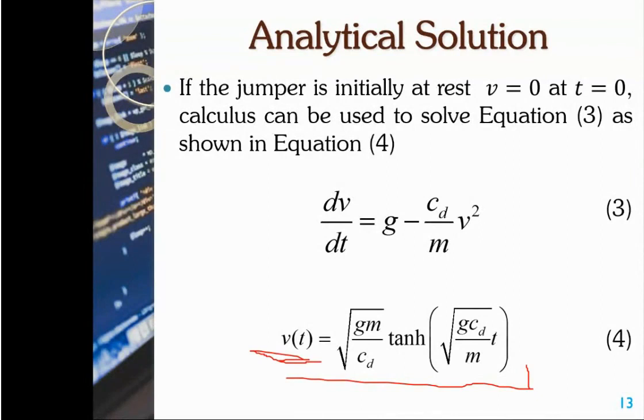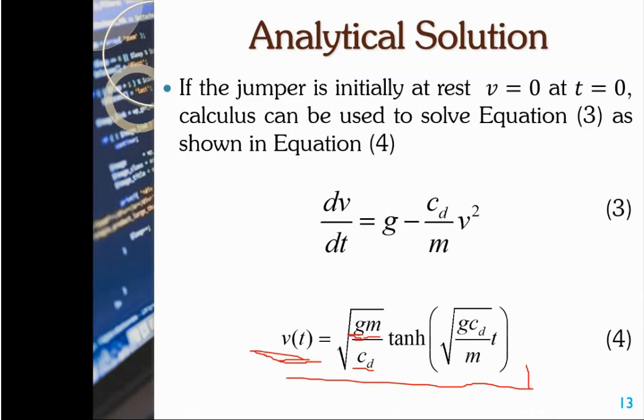Now, these parameters that we see here: g is the gravity, which you obviously know to be 9.81. This m is the mass of the jumper. And also this c_d we have here is the drag coefficient when the person starts with a free fall. That is the drag coefficient.